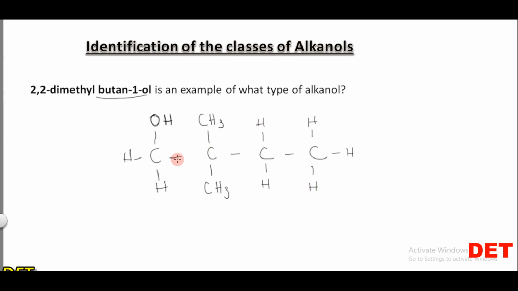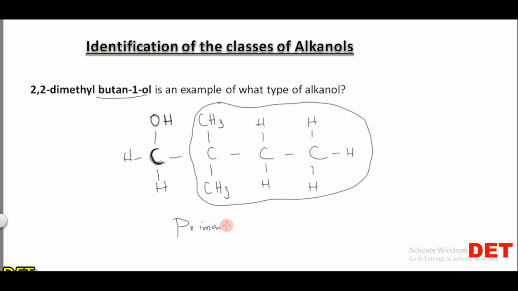So how many alkyl groups are attached to this carbon atom carrying the OH group? We have just one alkyl group attached to this carbon atom carrying the OH group. Therefore this is an example of a primary alkanol. Why is it a primary alkanol? It's a primary alkanol because we have just one alkyl group attached to this carbon atom bearing the hydroxyl group.